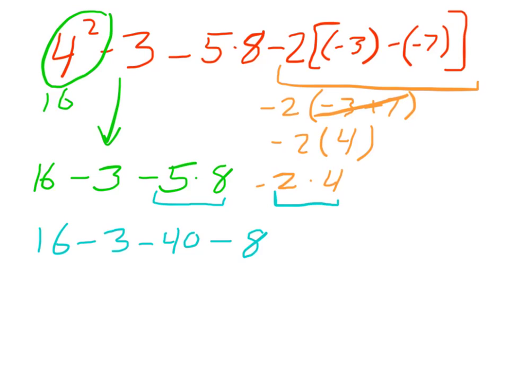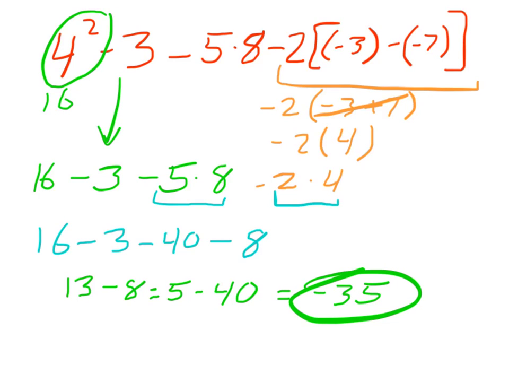So I've got 16 minus 3, which of course, doing all of this in my head, would be 13. And then I'm going to go 13 minus 8, which brings me down to 5. And then I've got this still minus 40, which gives me a grand total of negative 35. And gosh, I hope I did my math on that one correctly. I'm pretty sure I did.